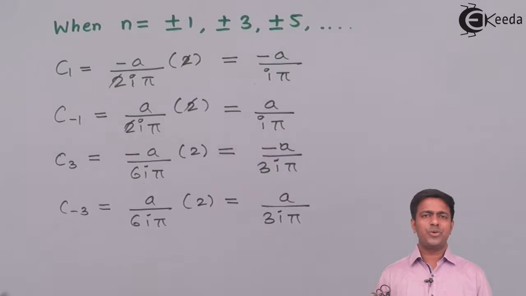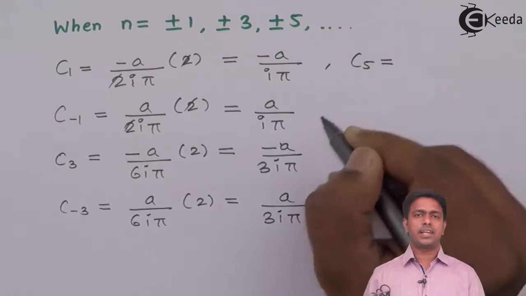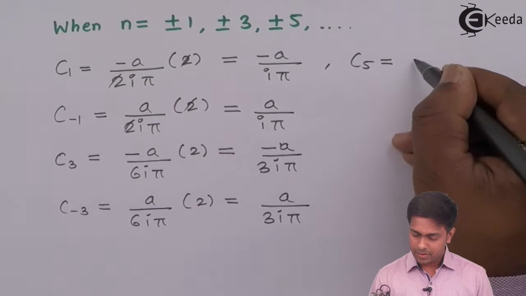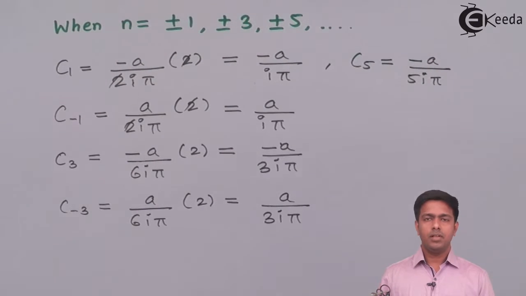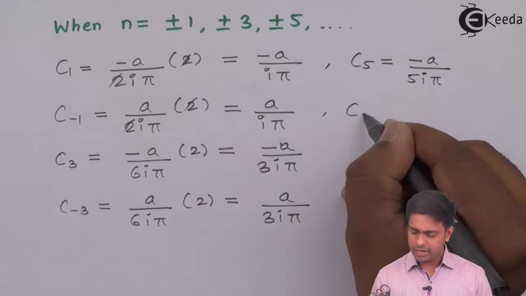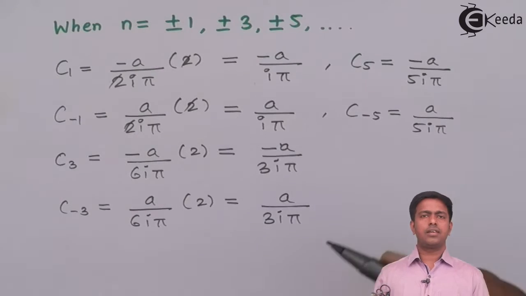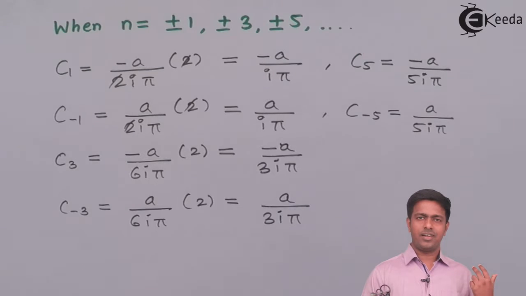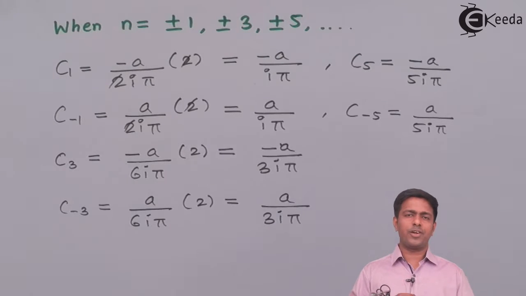So here if I ask you what will be the value of C5, come on, let's see who is answering correctly. So the value of C5 is negative a upon 5iπ. Similarly, the value of C of negative 5 will be a upon 5iπ. So guys, we will get so many values. Now we got the values for n equal to even, or n equal to odd, and n equal to 0. It means we got all values of Cn for all different values of n.